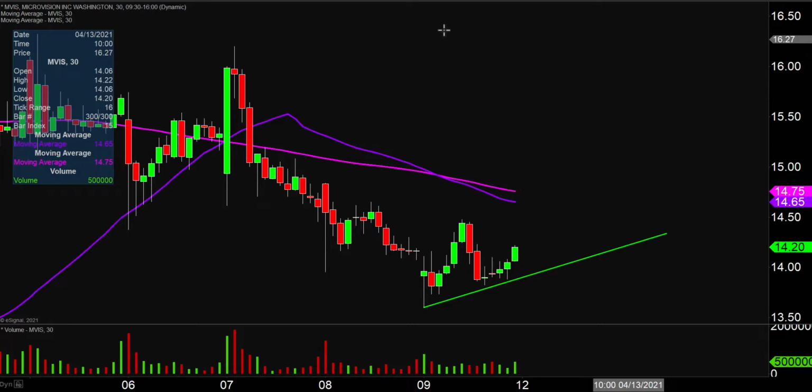But as of now, yeah, interesting dynamic with that uptrending trend line. We'll see if the price can build upon it or not next week.